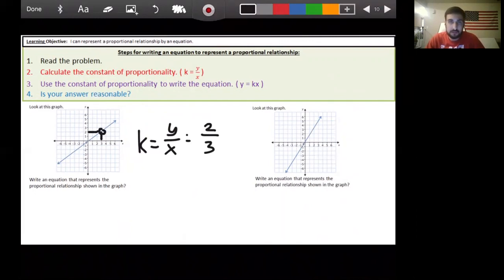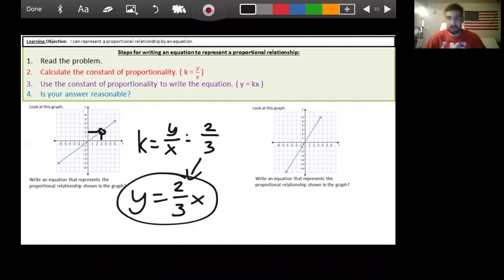So now typically we could go and divide this, but if I divide this, I'm going to get 0.6 repeating, which isn't going to work very well in an equation. So I'm going to leave this as a fraction because fractions are always exact, where decimals will round, especially when they repeat like that. So all I'm going to do is substitute this in. Y is equal to k, so I'll plug that in for k, 2/3 x. And that is my equation for that.